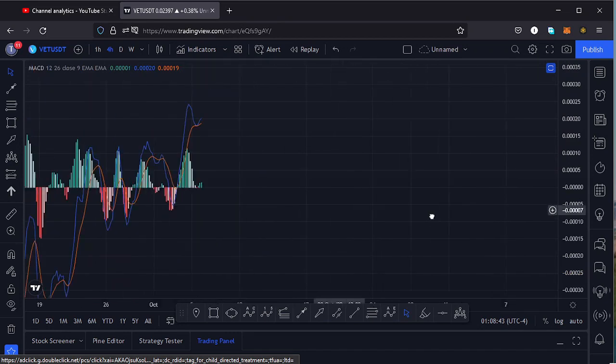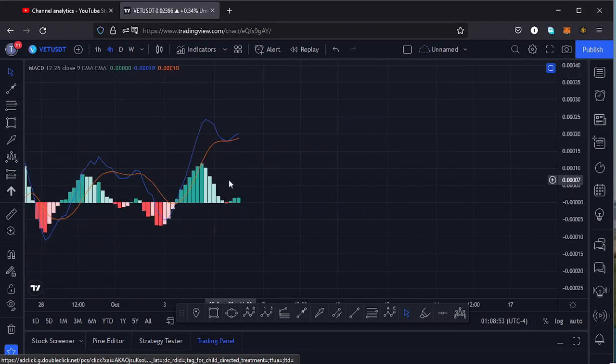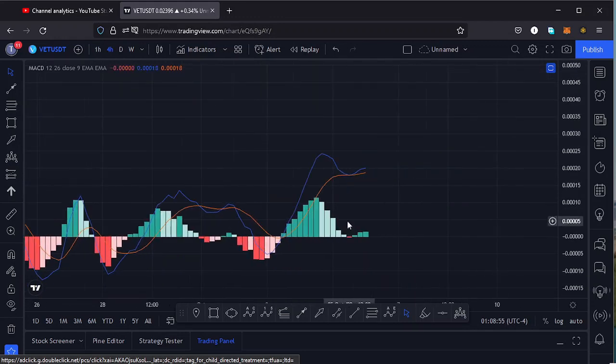Also taking a look at the MACD, here on the MACD, we printed a bullish cross down here, and right here, we also printed another bullish cross, and that would mean higher prices could be coming our way. So let's be patient and see how that plays out, and I'll keep you updated.